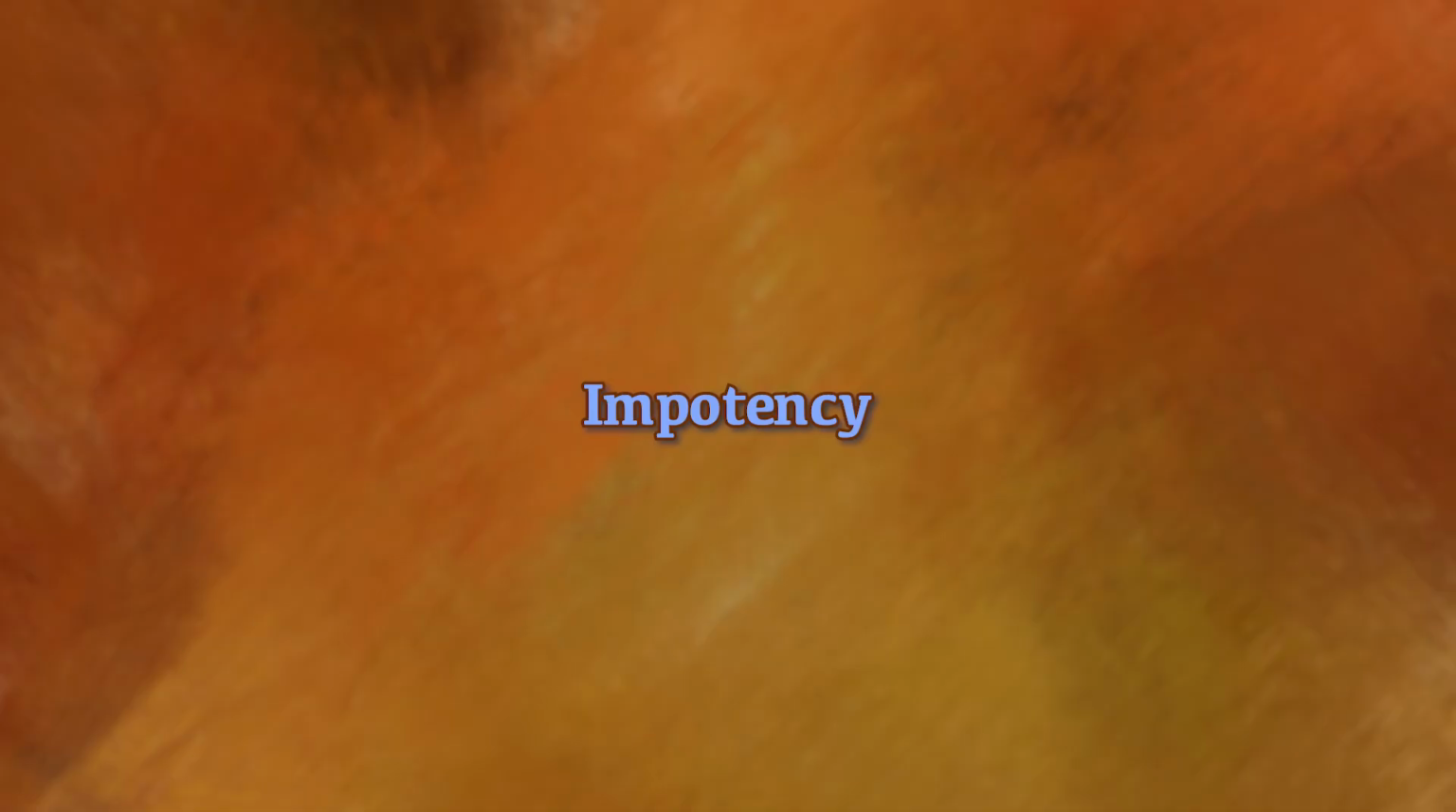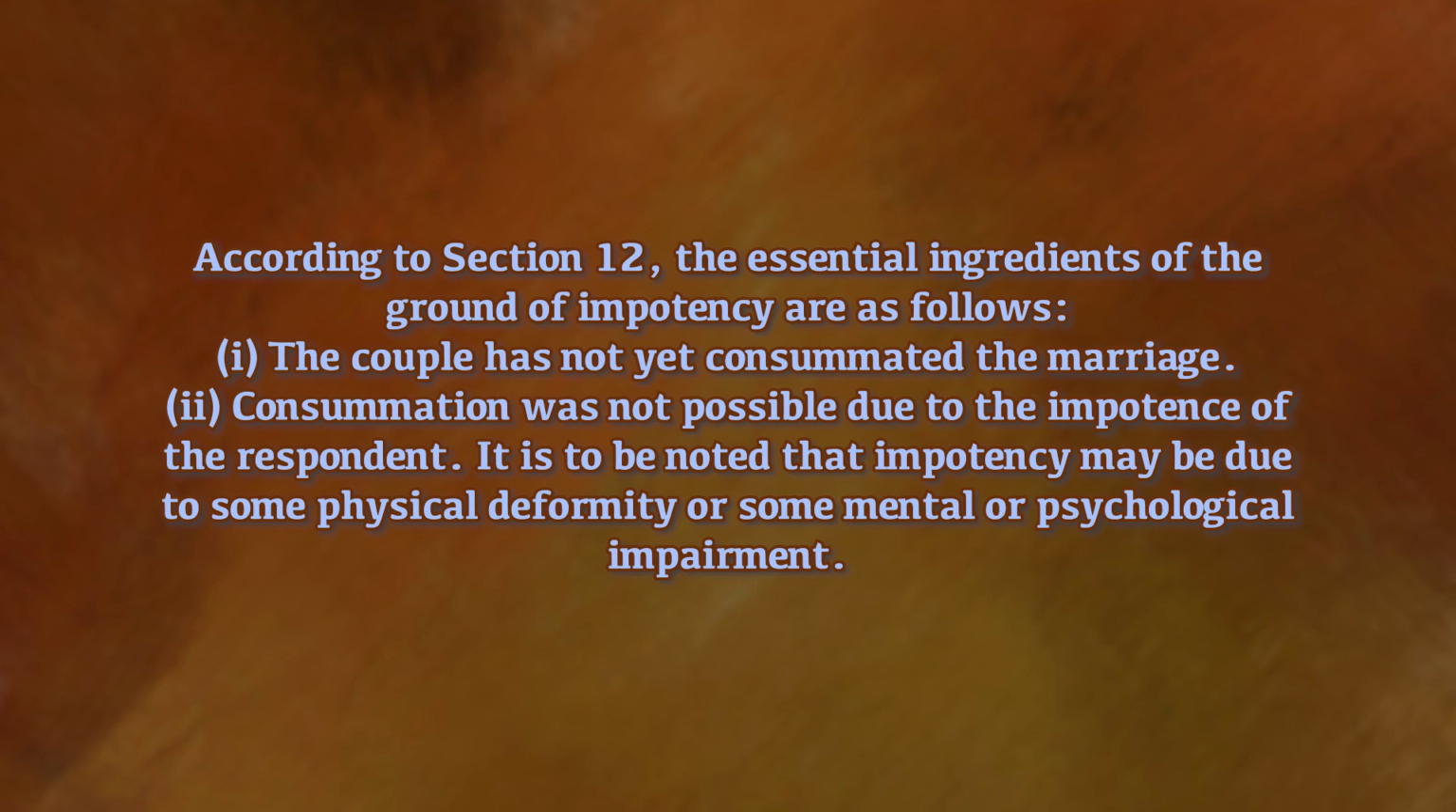A perusal of the first clause of section 12 highlights that this section has retrospective operation. Hence, any Hindu marriage performed before or after the commencement of the Hindu Marriage Act 1955 may be annulled at the instance of the aggrieved party on the basis of 4 grounds. Firstly, impotency. According to section 12, the essential ingredients of the ground of impotency are as follows.